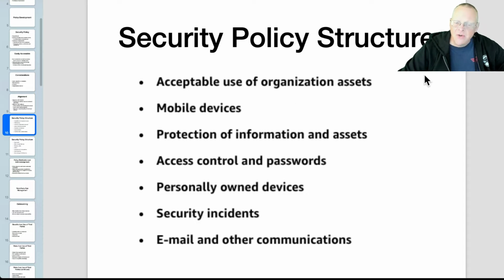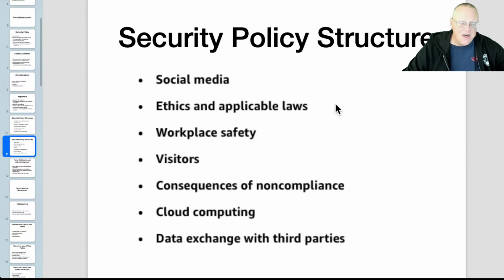So you've got acceptable use of assets like company computers and the website and such. How you handle mobile devices. Is it okay for people to use personal devices? Protecting things, passwords, personally owned devices. How to handle incidents. Very important that people know what to do if they discover something wrong. Email and so on. Social media. Workplace safety, visitors. The consequences of noncompliance. Cloud computing. And sending data to third parties. These are all things you have to cover.